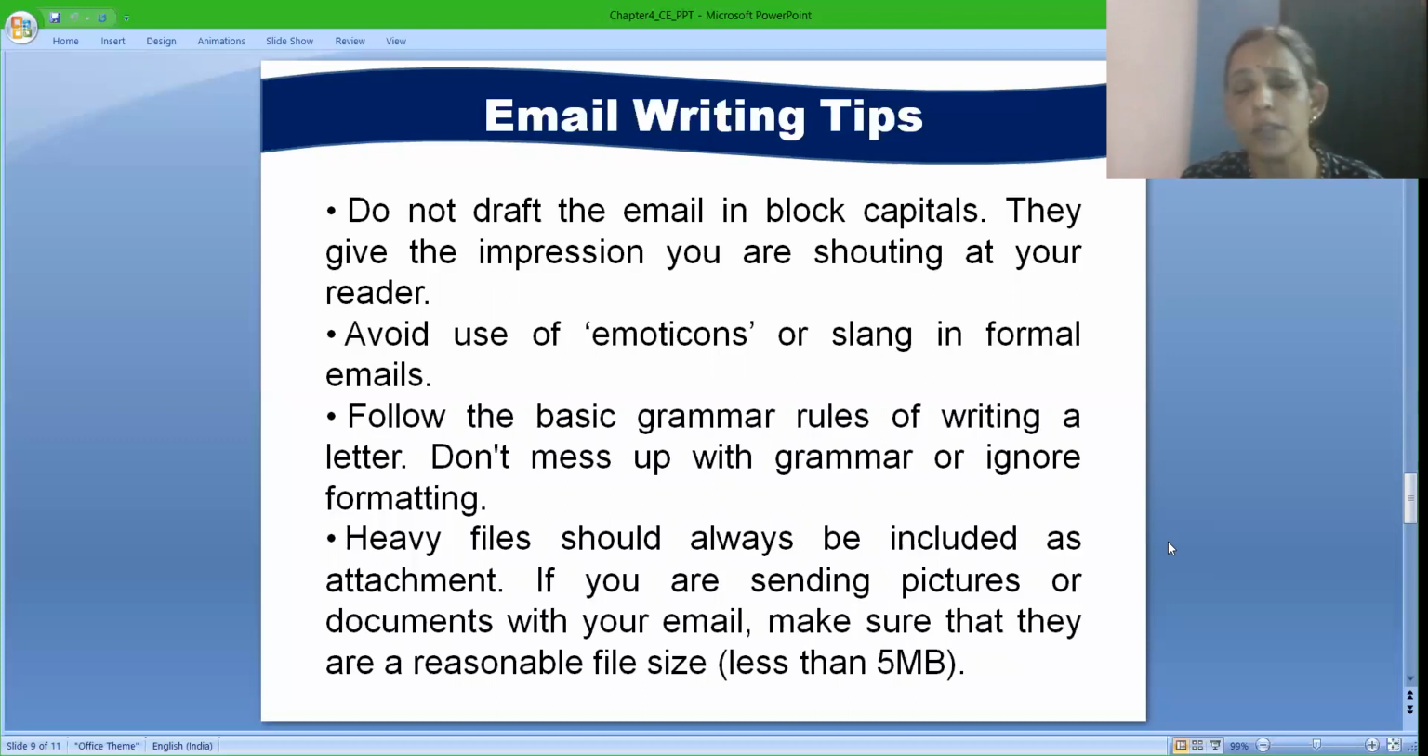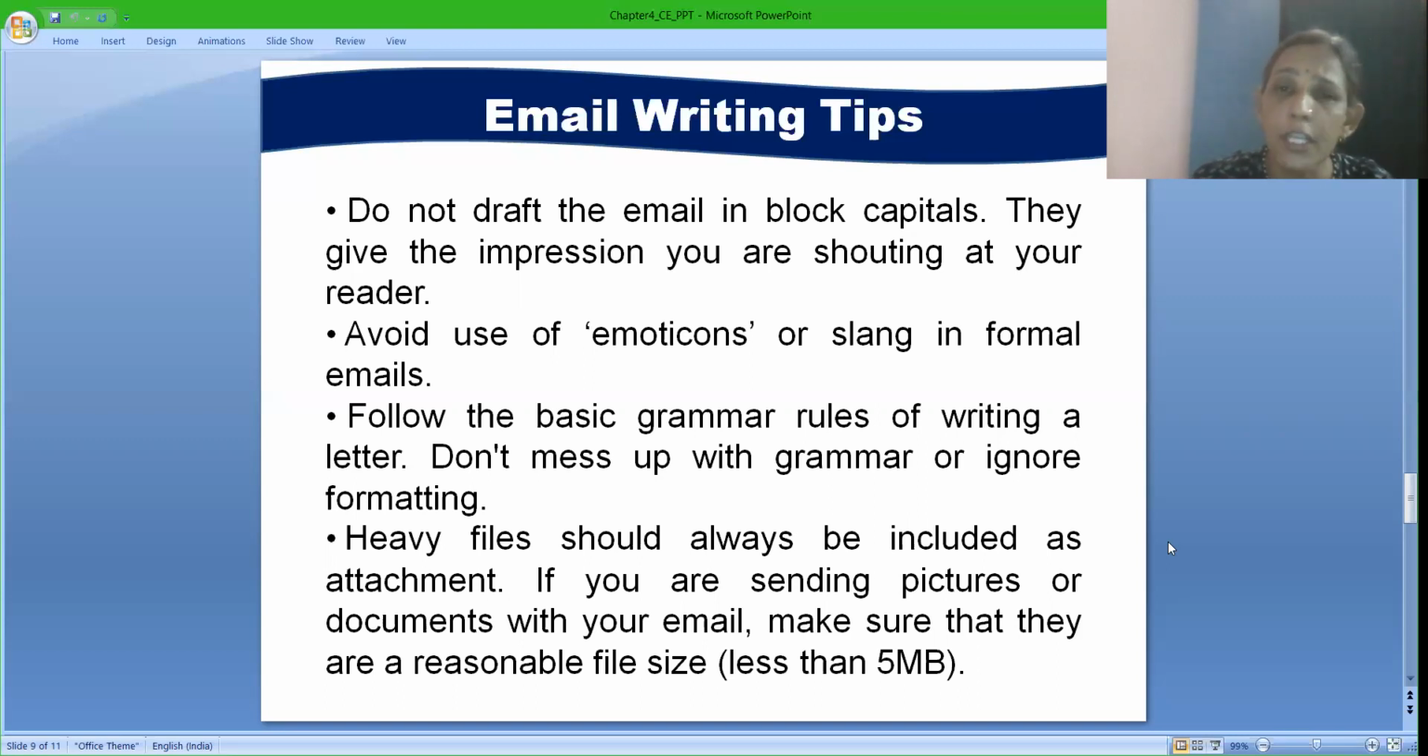Your letters show that you are unhappy, you are dissatisfied with the work of the other person, and it shows that you are shouting at others. Therefore, avoid using block letters. Always remember, you cannot use emoticons or emojis while writing formal email letters. The grammar rules should be properly followed and applied. You have to have a proper understanding of basic sentence structure, how a sentence is formed, and whether you are using it rightly or not.